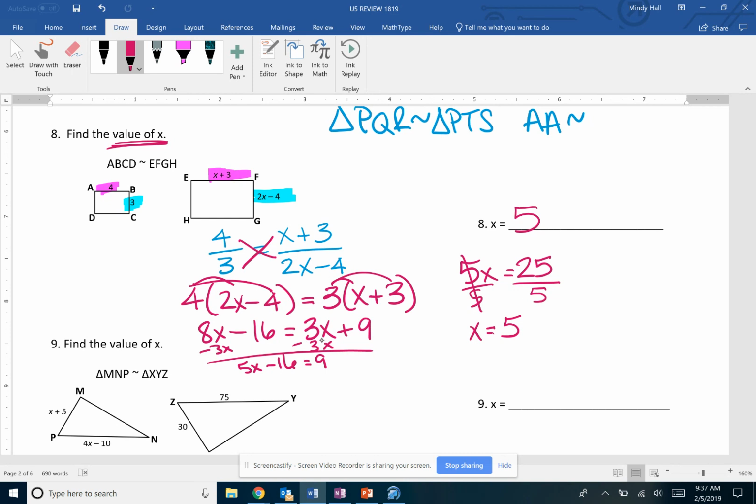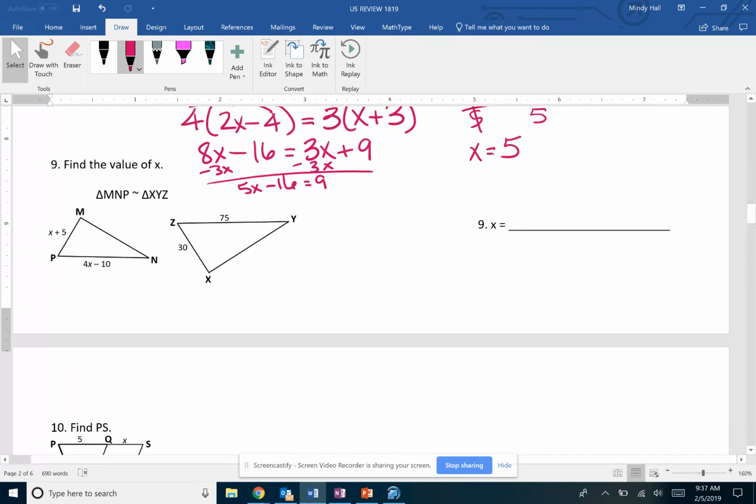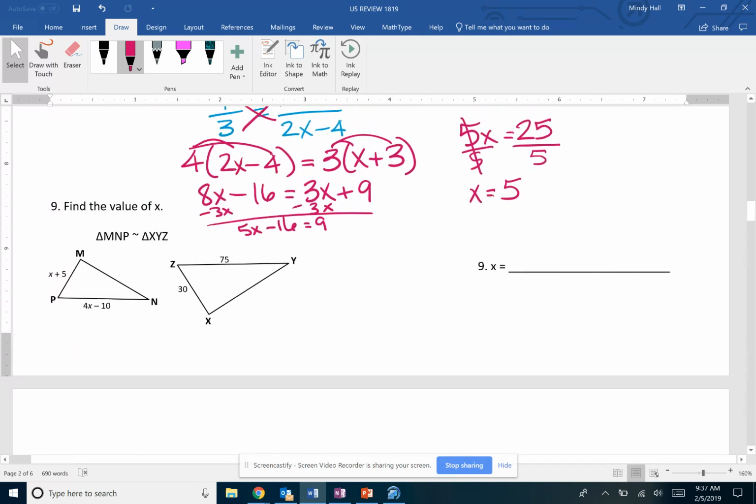If they wanted the length of EF and FG, then you'd have to plug in that 5 into these numbers. So you'd have like 5 plus 3 equals 8, and then that side would be 8. But this one just wanted x, so we don't have to worry about that step. So this one, again, is just worried about x. So we already know these triangles are similar, so we don't have to do anything fancy with that.